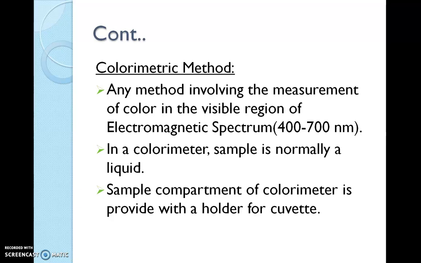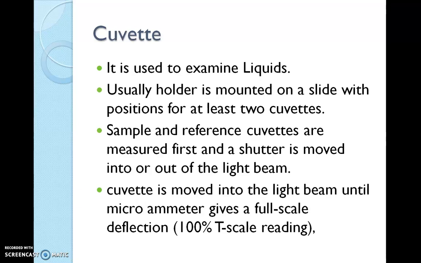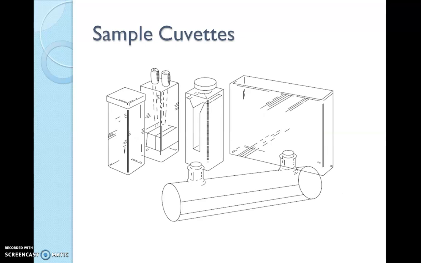So sample compartment of calorimeter is provided with a holder for cuvette. So cuvette is nothing but it is used to examine liquids. So usually holder is mounted on a slide with positions for at least 2 cuvettes. So here we use number of cuvettes for the measurement of concentration of solutions. So sample and reference cuvettes are measured first and a shutter is moved into or out of the light beam. So then cuvette is moved into the light beam until microammeter gives a full scale deflection, that is nothing but 100% T scale reading.